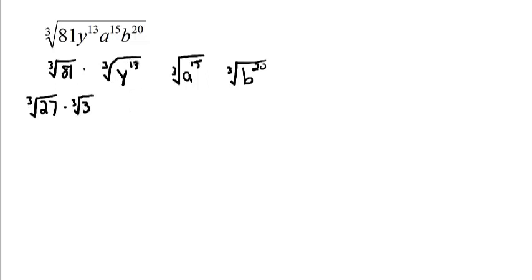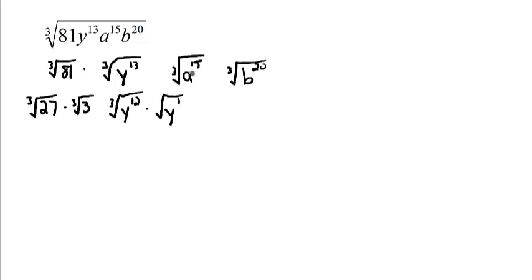Now, does 13 get divided evenly by the 3? No, so we have to figure out how many y's we have to separate from y to the 13th to get it divisible by 3. We know that 12 is divisible by 3 evenly, so if we take out one y, that'll work. So we'll do y to the 12th, take the cube root of that, and then the remaining part is y to the 1st right here.